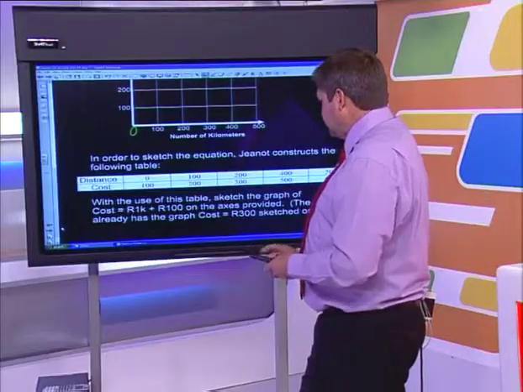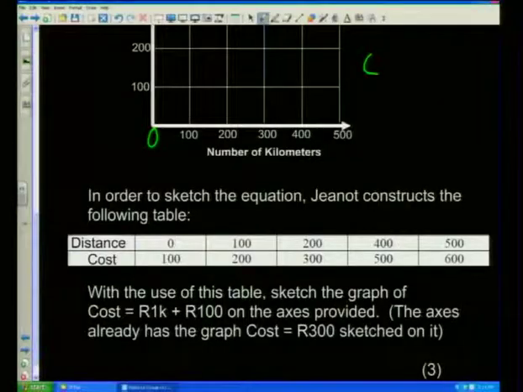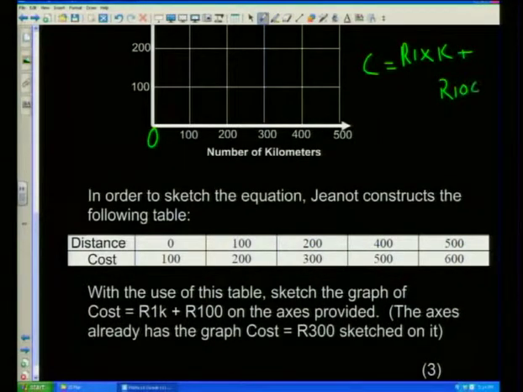So what he's now doing is saying, right, we have this equation of cost is equal to 1 Rand times the number of kilometers plus my 100 Rand rental. So if I travel 400 kilometers, I'm being charged 1 Rand for every kilometer, and 1 times 400 gives me 400 Rand. But then he's also got to pay the rental of 100 Rand. So he's paying 400 Rand for traveling 400 kilometers plus 100 Rand for the rental.